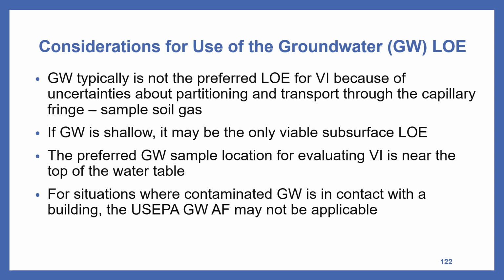When sampling groundwater for evaluating VI, the preferred sample location would be near the top of the water table. That's going to be most representative of what's going to partition into the vapor phase and transport towards a building. For situations where contaminated groundwater is in contact with the building, for instance, we're seeing a lot more subterranean garages these days, the US EPA groundwater attenuation factor may not be applicable.